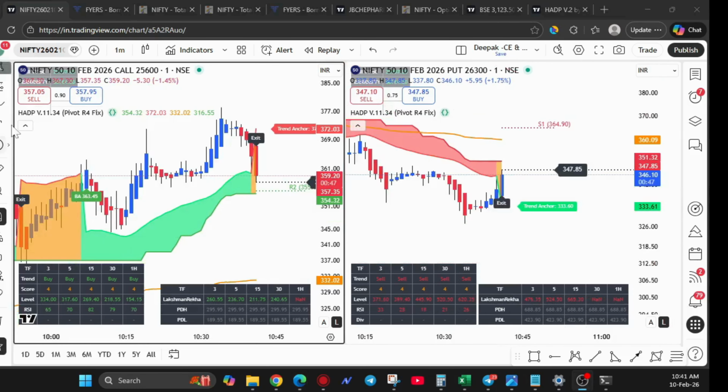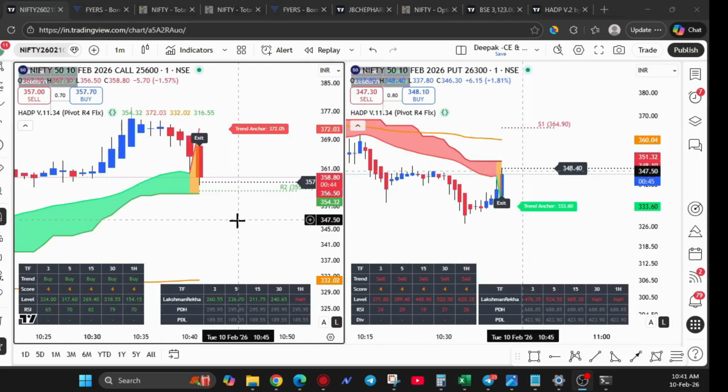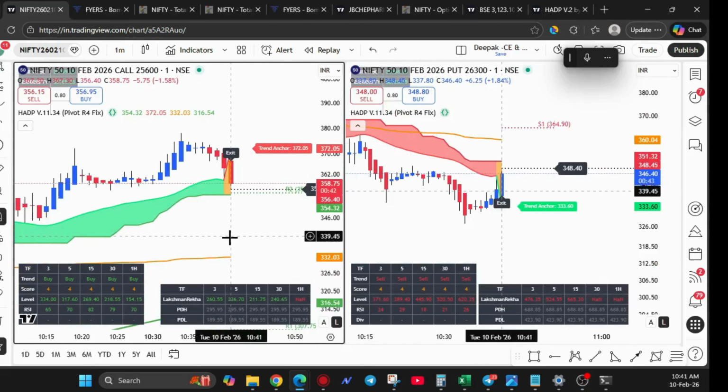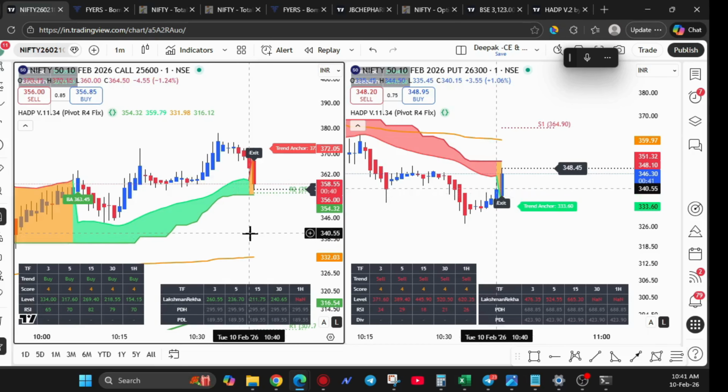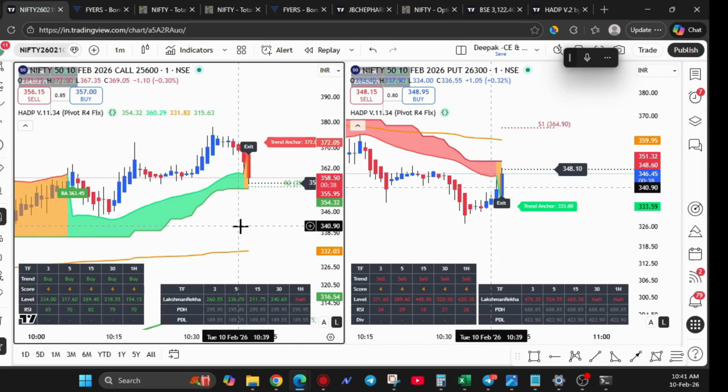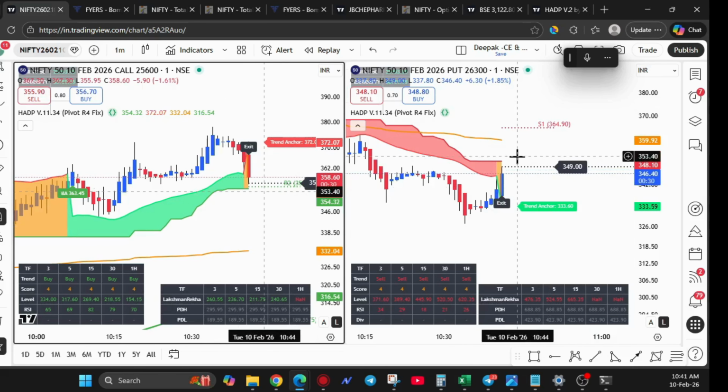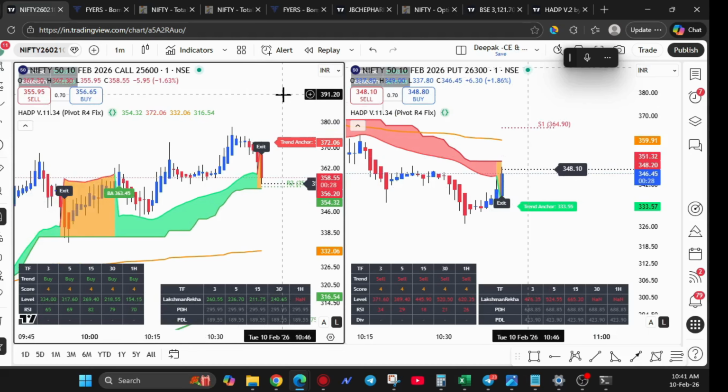Let's see. The price is back and it is printing an exit now. We will have to wait for the closing candle to see if it gives a clear exit or it vanishes. Okay. On the put side also we are seeing an exit getting printed. So let's wait and see what happens.